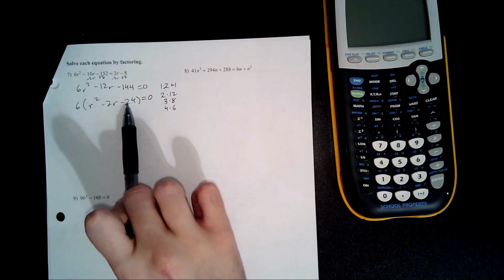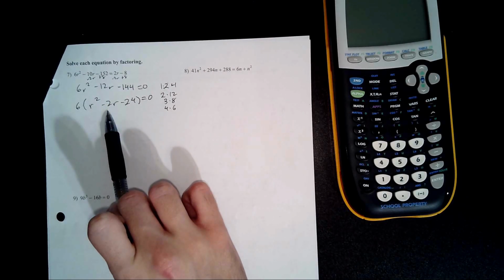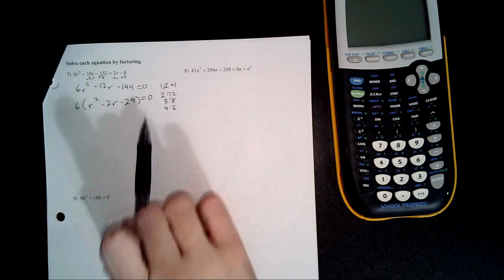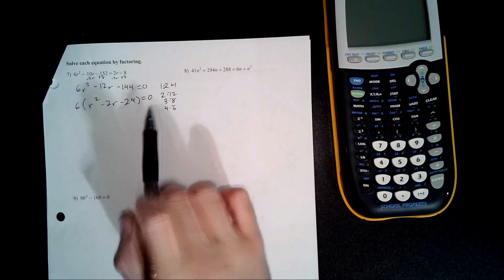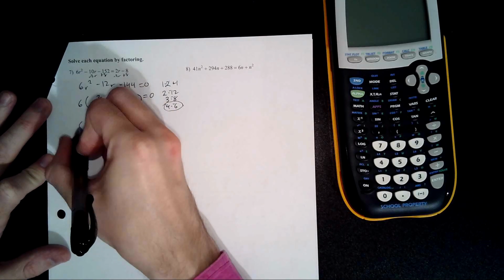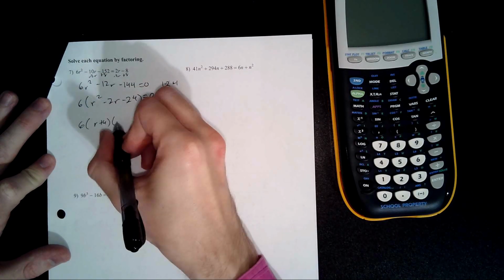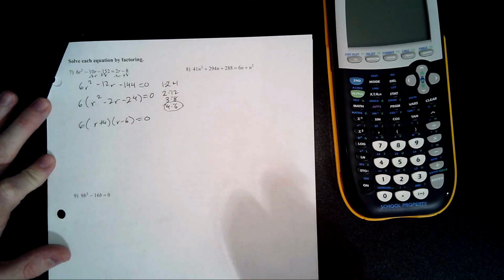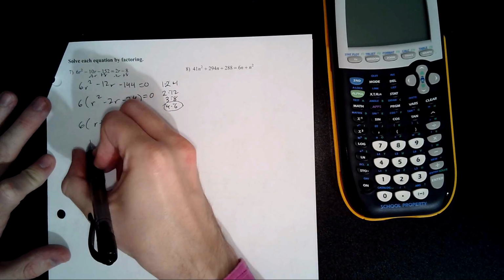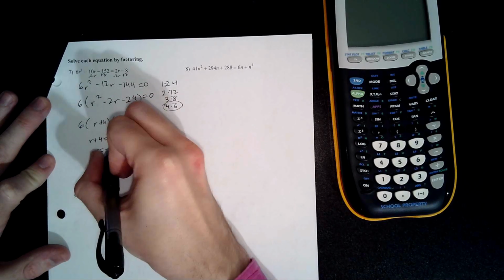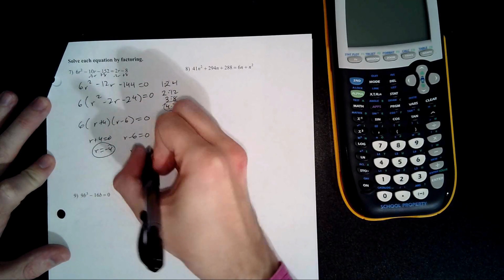They multiply to a negative, and they add to a negative. That means the bigger number is negative. The one of these that adds up to negative 2 is this guy right here, and that's pretty much our answer to the problem. R plus 4, R minus 6 equals 0. And therefore R plus 4 equals 0, and R minus 6 equals 0, so R equals negative 4, and R equals 6.